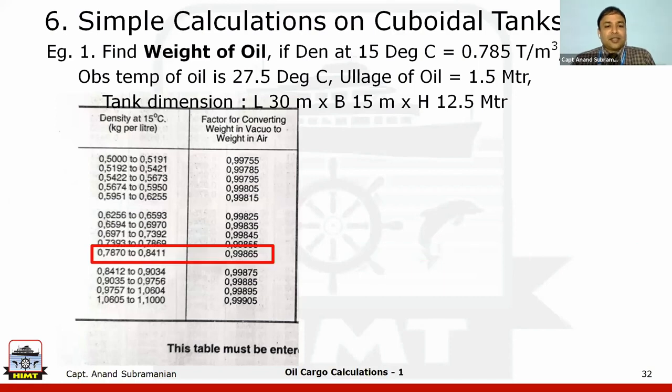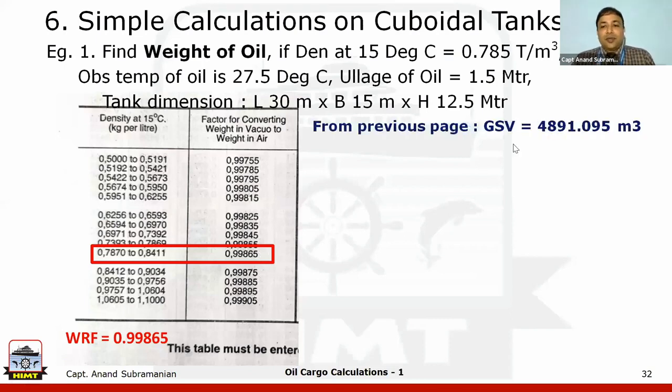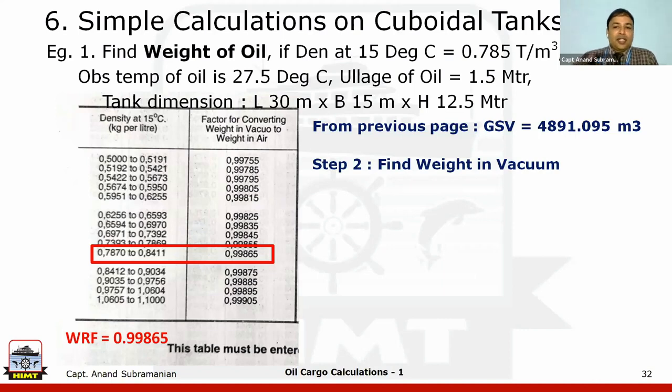Oh, I think I made a mistake here. So my answer will not be very different, but even the factors are not so very great. That means there won't be an appreciable difference. So let us see. From the previous page, there is no change in this calculation, 4891.095. Whatever we did for calculating the GSV is still the same. Now we go in a different path.